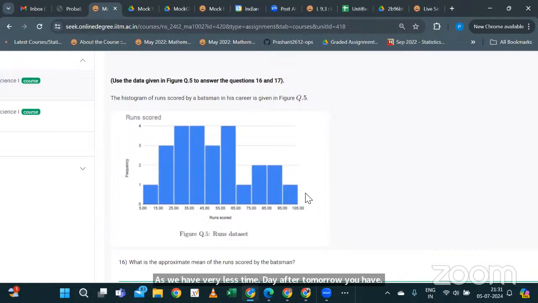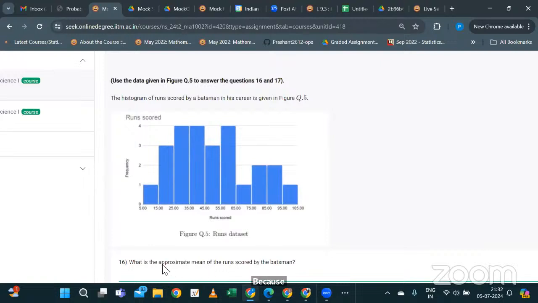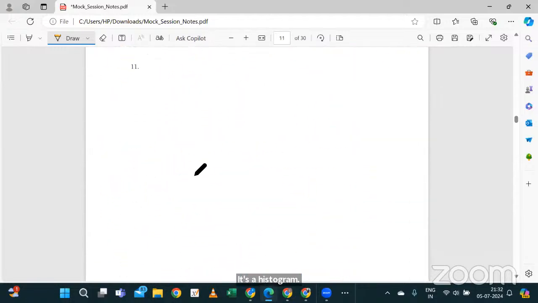Okay. So the next question is we have to calculate the approximate mean of the runs. Can anyone suggest why it's mentioned approximate mean? Why not mean or exact mean? Because we take the average value, like 5 and 15, we take the average value. Because we are not taking continuous data. So it's a histogram. That's correct, that's not wrong. So what is the case?